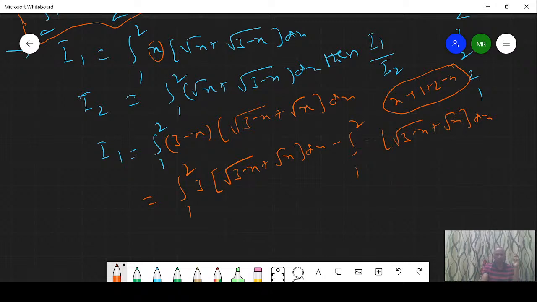So this is the given problem, this is I1 only. In the beginning I1 is the integral 1 to 2 of x root x plus root of 3 minus x. Now I can take 3 out, and what remains is I2. So this is 3I2 minus I1. I got I1 equal to 3I2 minus I1. Transfer to this side: 2I1 is equal to 3I2. Then I1 by I2 is equal to 3 by 2. The answer is 3 by 2.